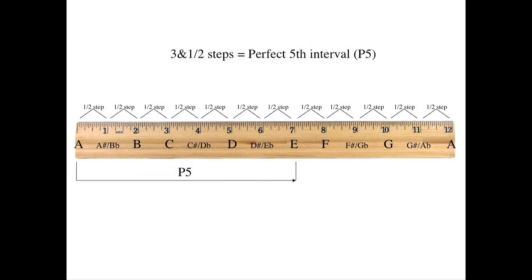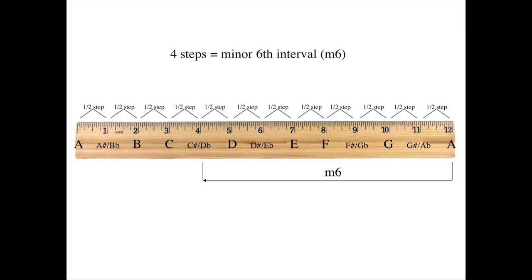Now our next interval is the perfect fifth. This is 3.5 steps in distance. If you were at A and you went up a perfect fifth, you'd land at E. If you were at A and you went down a perfect fifth, you'd land at D. Okay? Next interval, minor sixth. A minor sixth is 4 steps. You start at A, you go up a minor sixth, you land at F. You start at A, you go down a minor sixth, you land at C sharp.